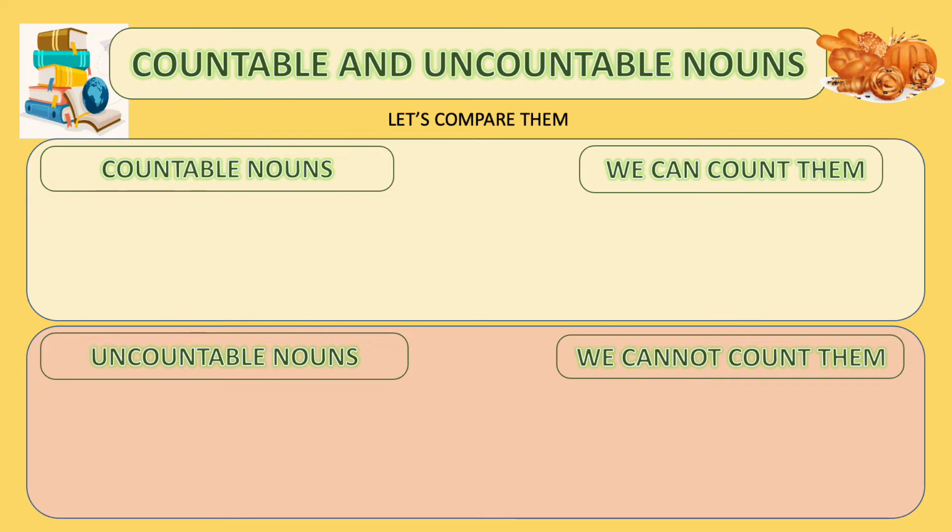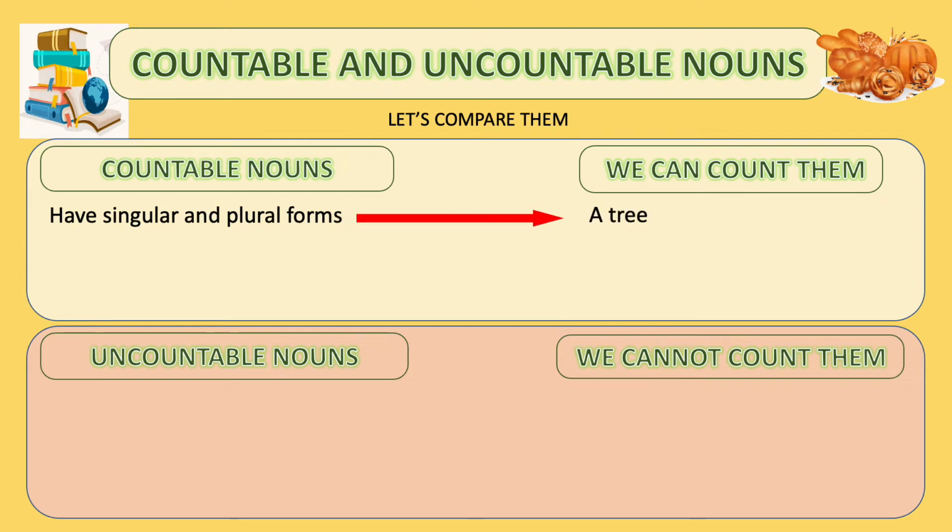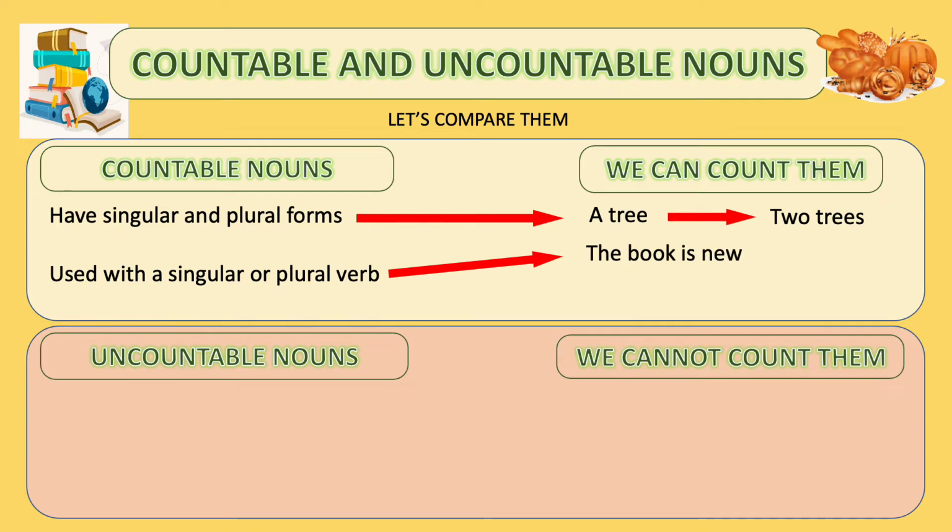So let's compare them. Countable nouns have singular and plural forms. For example, a tree or two trees. They are often used with singular and plural verbs. For example, the book, singular, has the singular verb is, or books, plural, has the plural verb are.